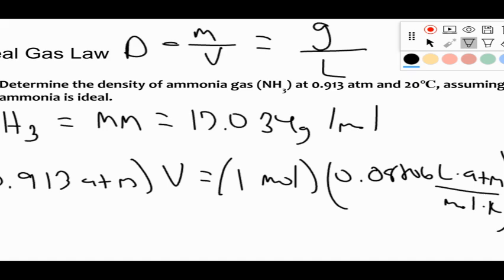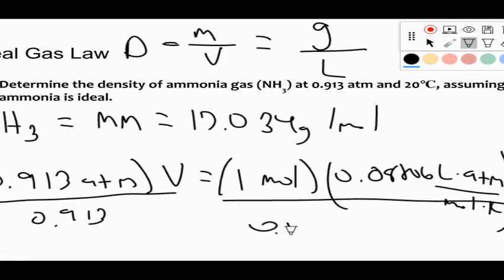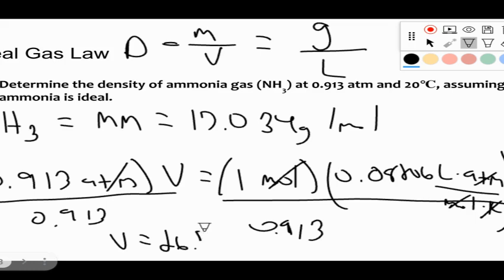Again, I'm running out of room over here. Mathematically this time, I'm going to divide both sides by 0.913. Units-wise, my moles are going to cancel. Atmosphere is going to cancel. Kelvin's going to cancel. I'm going to be left with my liters. So I'm going to do 1 times 0.08206 times 293, divided by 0.913. I need 3 sig figs, so my volume is going to be equal to 26.7 liters.